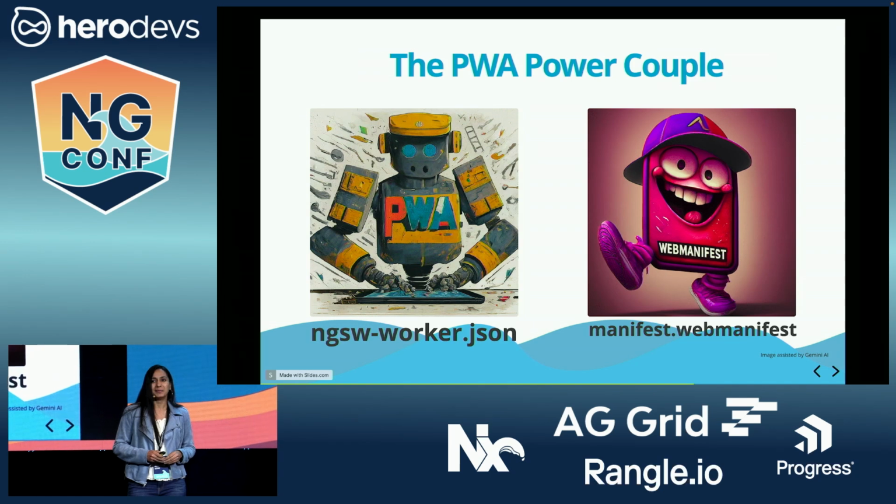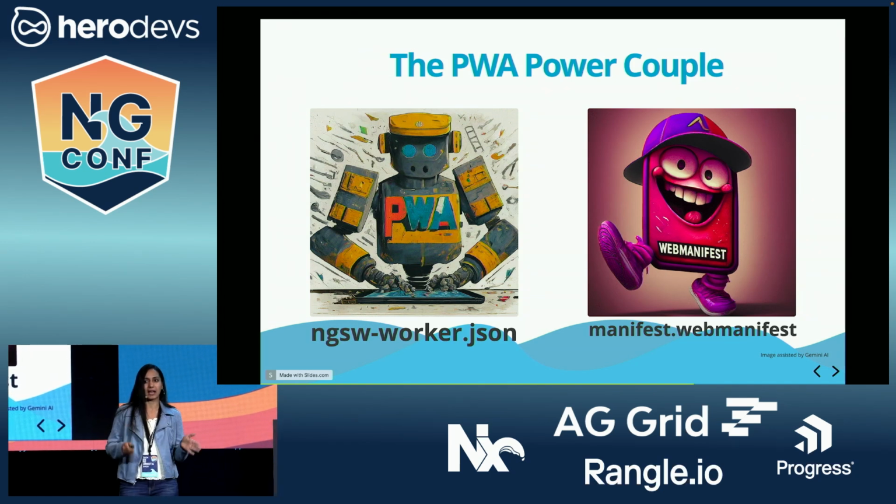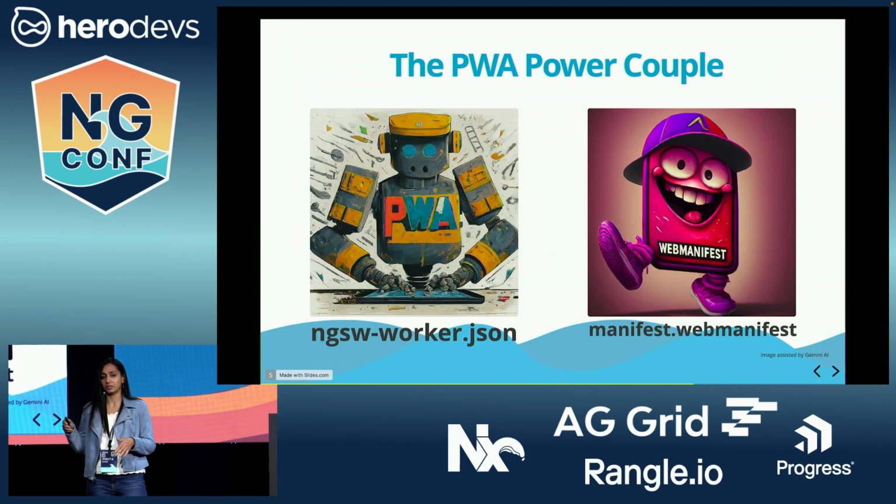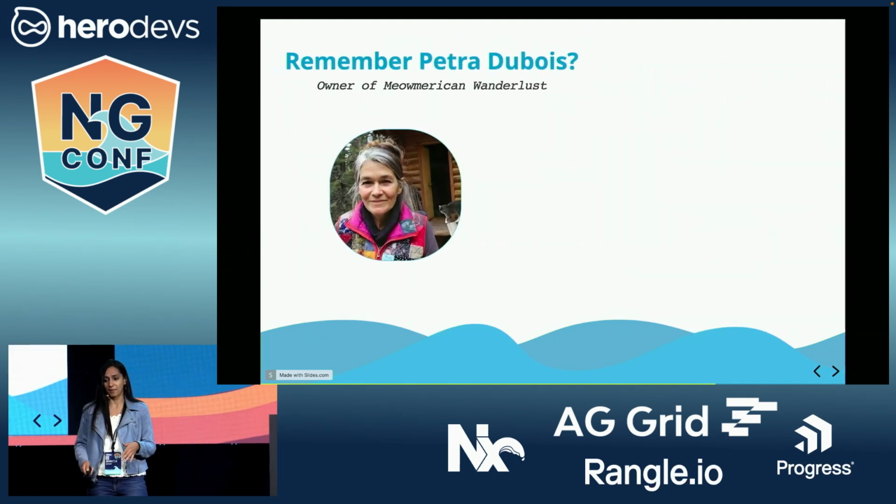So, when you convert your Angular app into a progressive web app, you get the power of the Angular service worker and the customization options from the web manifest file. And the result is that you have a supercharged app.